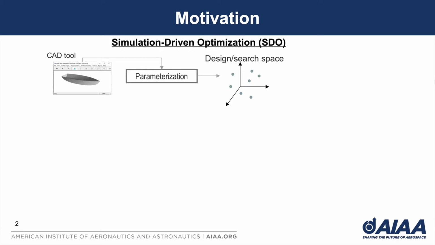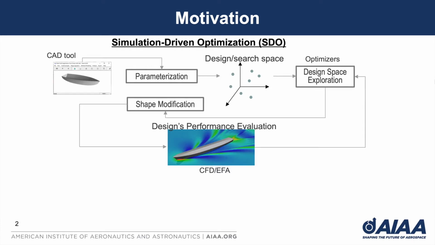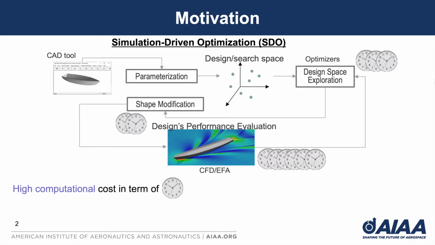The optimizer searches a design instance which is updated through the shape modification method. The performance of the design is then evaluated with time-expensive solvers, which guides the optimization towards global optima. However, these pipelines suffer from high computational cost, which is mainly associated with the dimensionality of the design space. As dimensionality increases, the computational cost of the components of this pipeline increases exponentially.